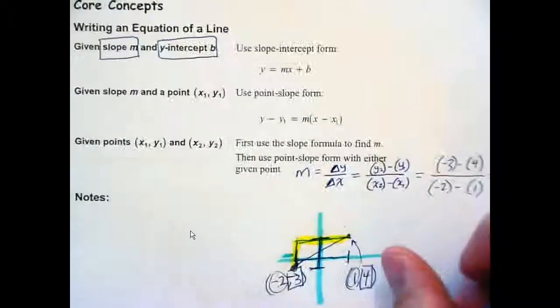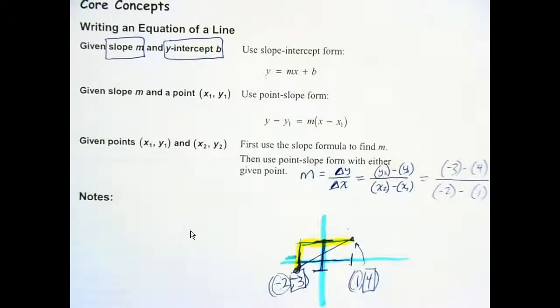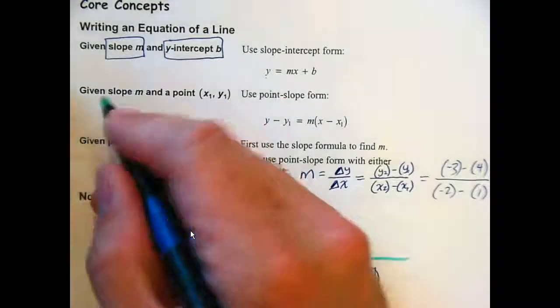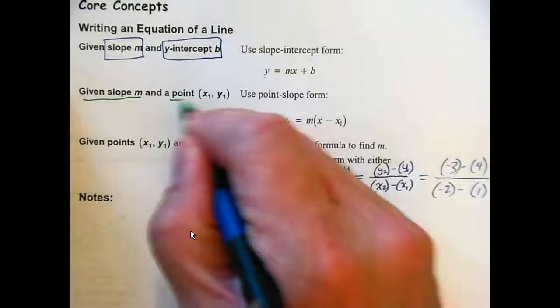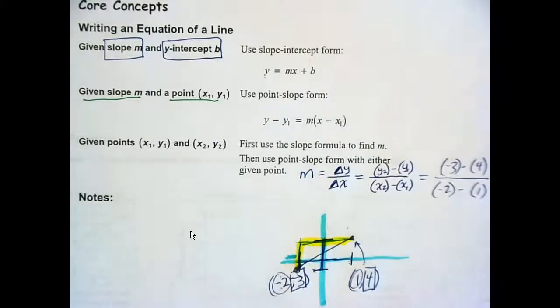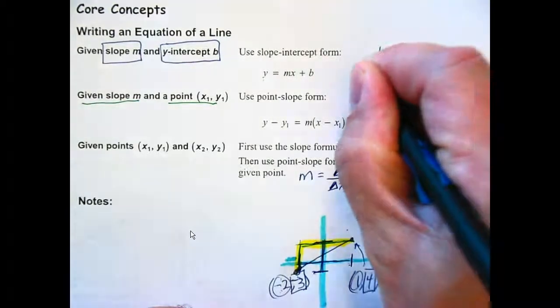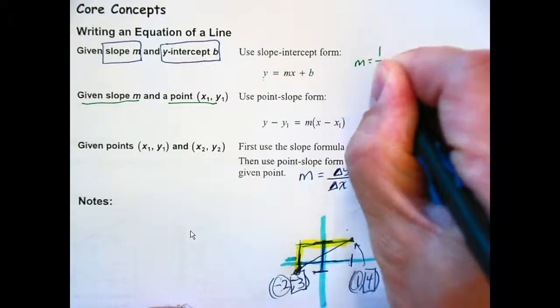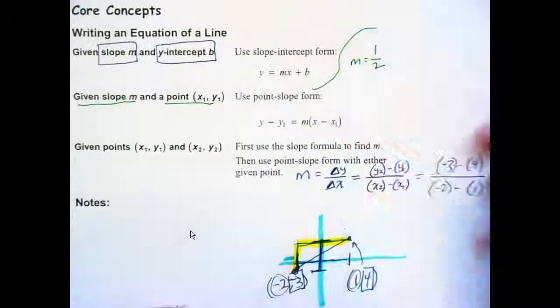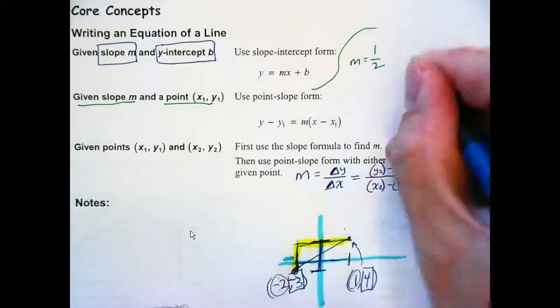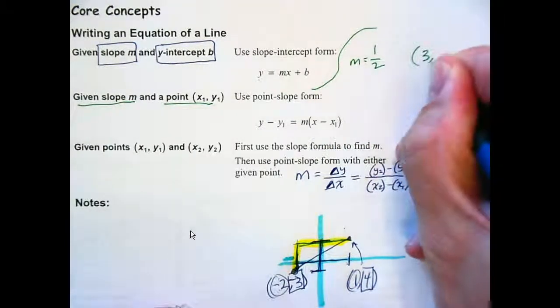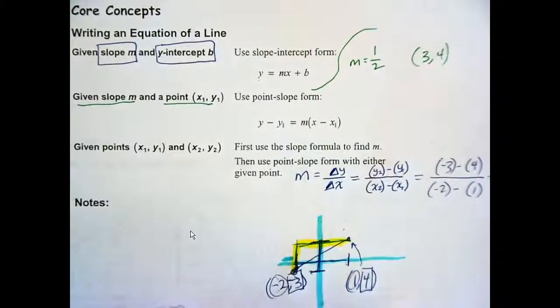All right, the other thing that we have that a lot of you might not be familiar with, because some algebra teachers don't teach it, is point-slope form. If you're given a slope and a point, you can write the equation in point-slope form. Maybe I would say, hey, the slope of the line is 1/2, and it goes through the point 3, 4. So write the equation of that line.